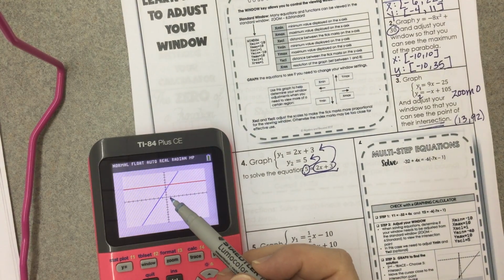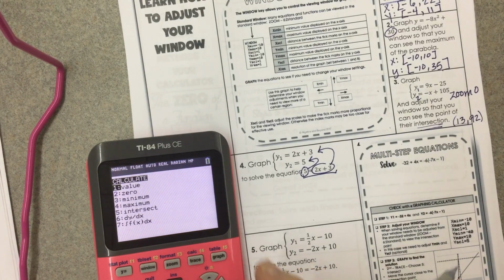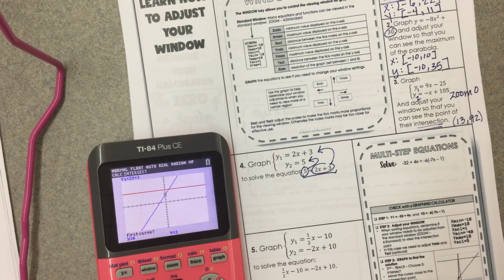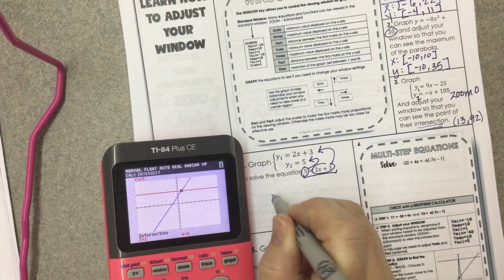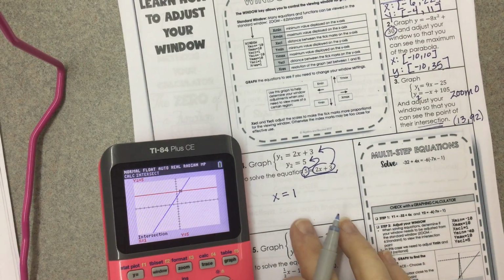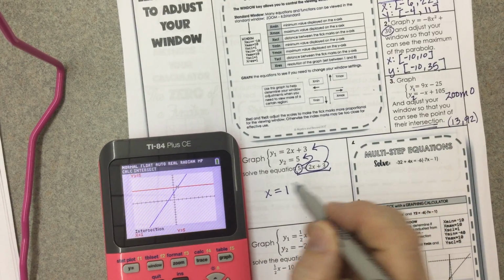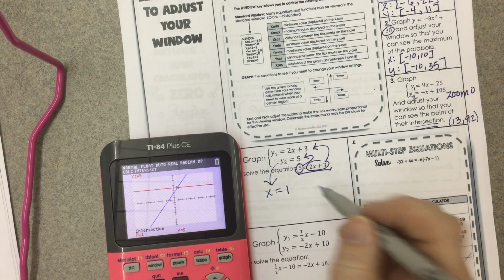Okay, so now I can take second calc, intersect is 5, hit enter, enter, enter, and I get that the intersection is at x is equal to 1, y is equal to 5. So the solution to this equation, which I had done graphically, is that x is equal to 1.